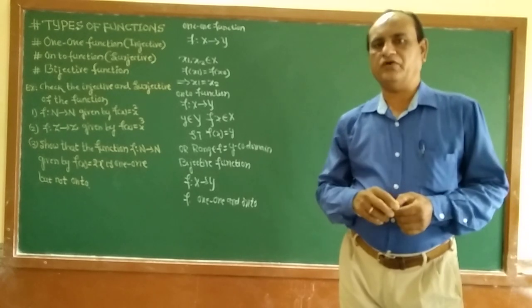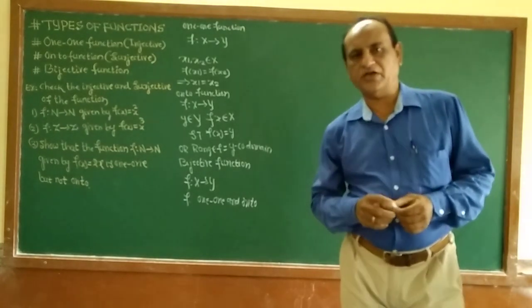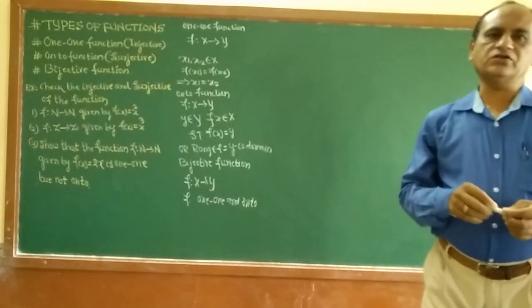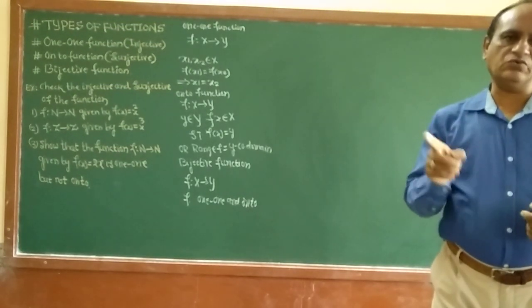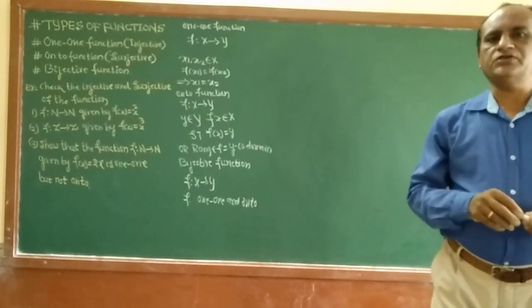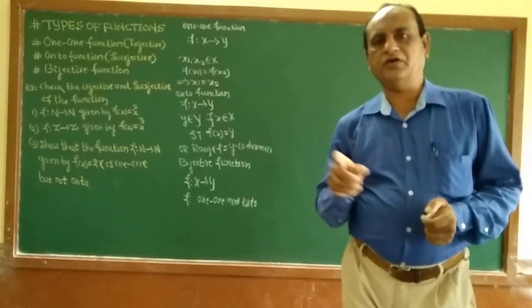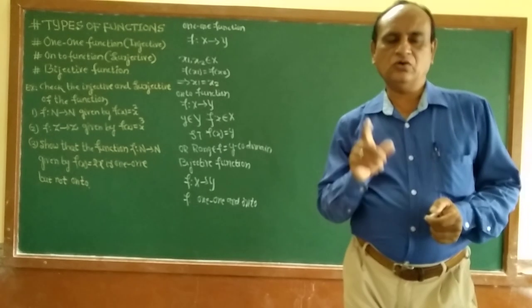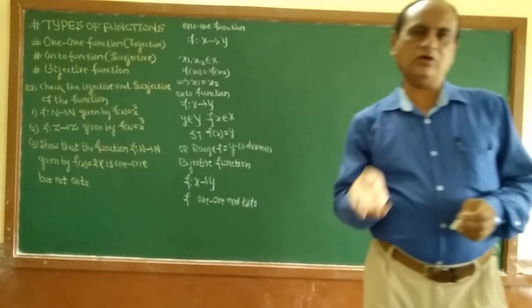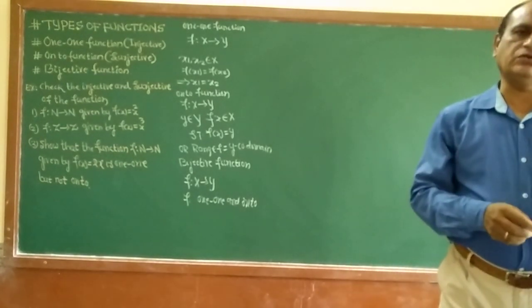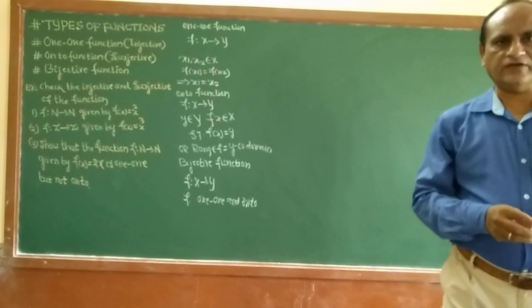So that is onto function. The last one is the bijective function. A function f mapping X to Y is said to be a bijective function if f is both one-one and onto. All functions that are both one-one and onto are called bijective functions.